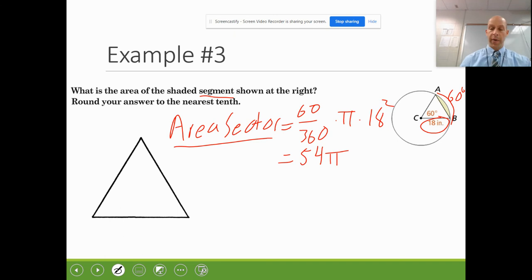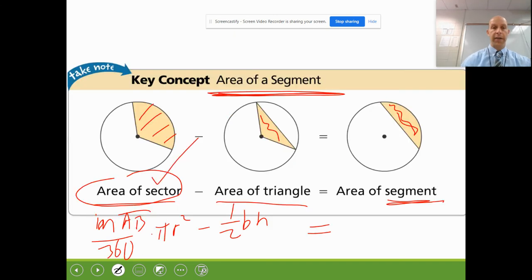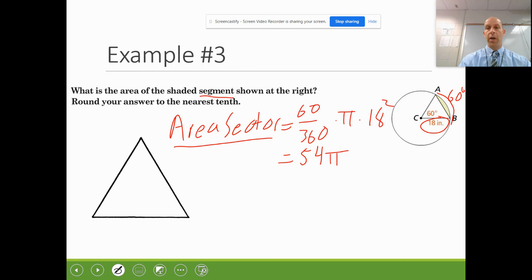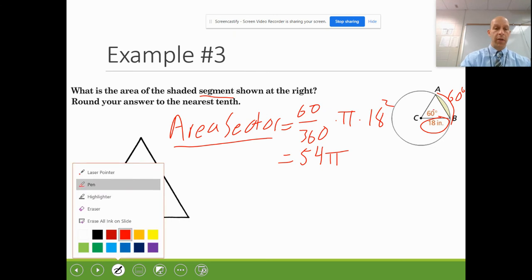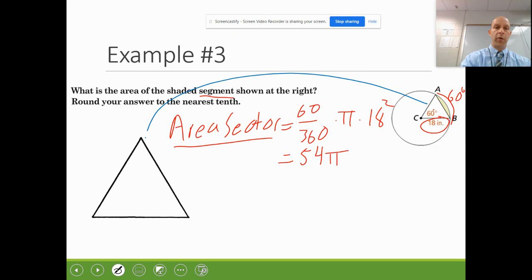Now, we just found the area of the sector. Now we need to find the area of the triangle, and we're going to subtract those once we get that. We're going to get the area of this triangle first. What I've done here is pulled this triangle out over here. I know that this angle here is 60, and I know that this length is 18 inches. And by the way, if that length is 18 inches, this length is 18 inches as well.